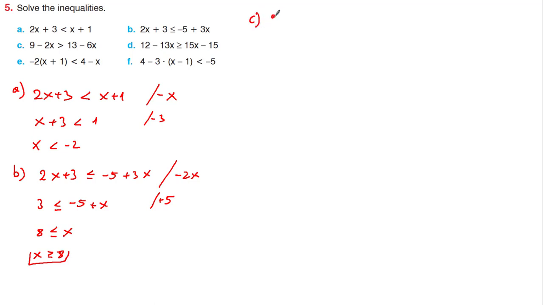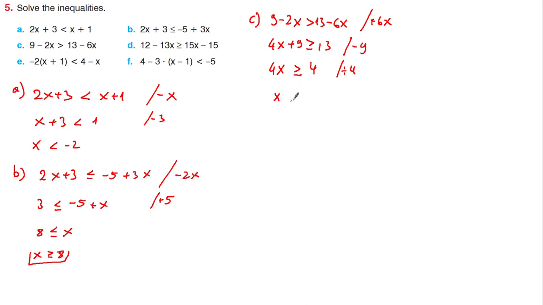Under C, we get 9 minus 2x is greater than 13 minus 6x. If we add 6x, what do we get? 6x minus 2x, that's 4x, plus 9 greater than 13. Now if we subtract 9, we get 4x is greater than 4. Divide both sides by 4. We get x is greater than 1.